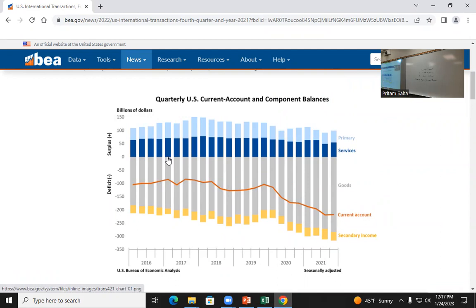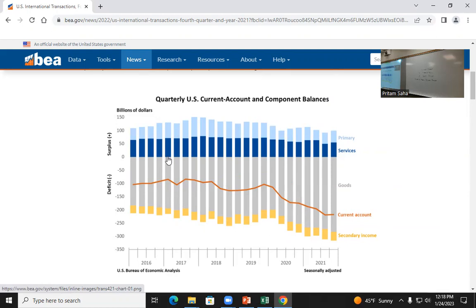Who wants to explain what we can interpret from there? What do you think? US current account, positive or negative? Negative. So what does it mean? We import more than we export.